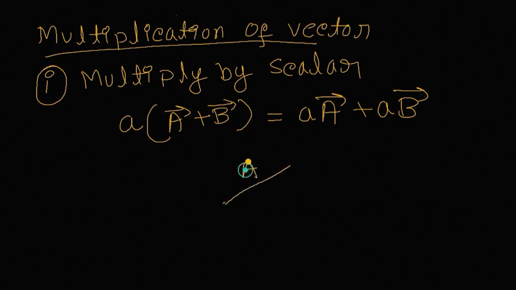So it becomes A vector, it becomes 2A vector. The A vector magnitude becomes double in the case of 2A vector.